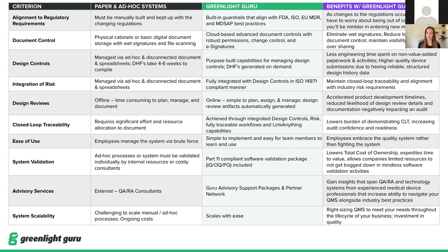Here we bring up some of the criteria around design controls. That goes from the ad hoc Excel file that I know we've all worked with, to having a system built in that is going to automatically generate things like design history files for you and help you stay in compliance with some of those documents that we know we need to create.